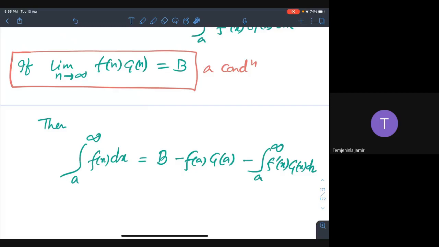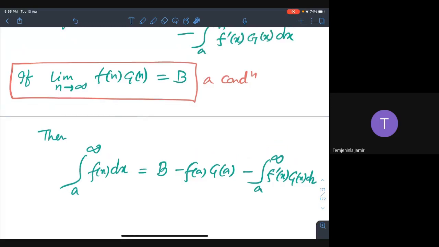So the point is here that, sorry, did I write? No, this is wrong. G(x) dx. Fine now? Is it fine now?